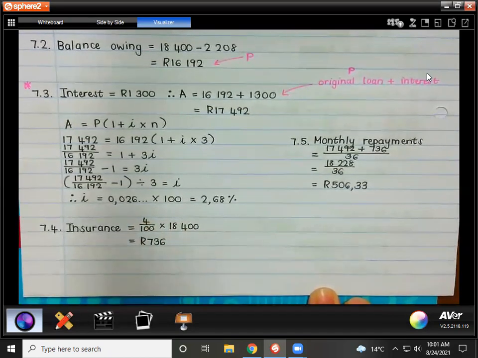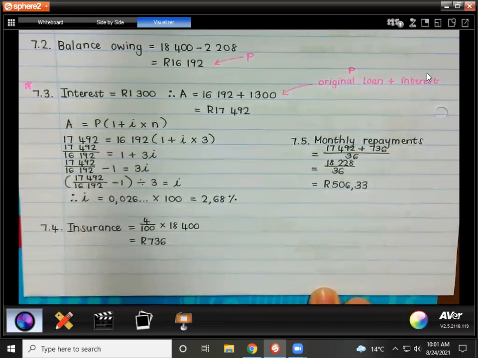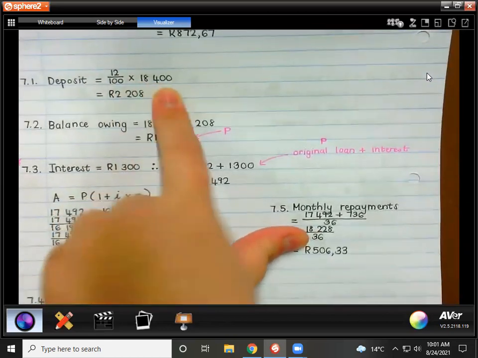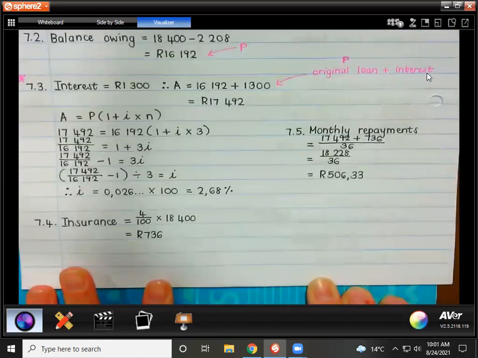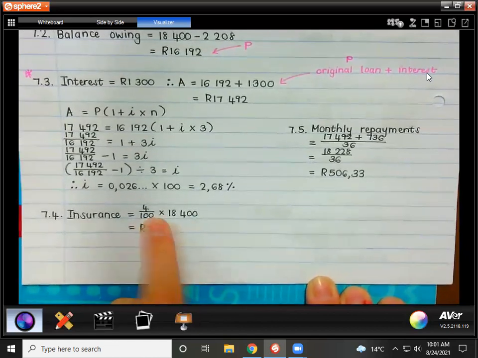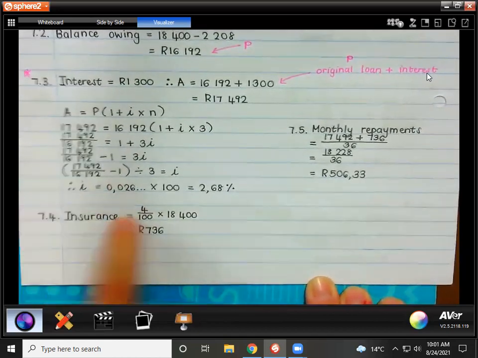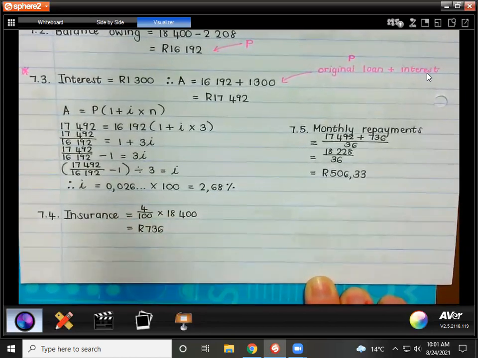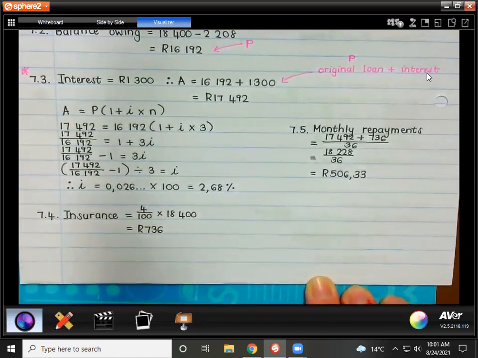But if they tell you that it's 4% of the cash price, that's the same kind of calculation as when you have to find the deposit. All right, the deposit was 12% of the cash price. So we did 12 over 100 times the cash price. If they're telling you that the insurance is 4% of the cash price, it's 4 over 100 times the cash price. All right, now insurance is usually a once-off thing.